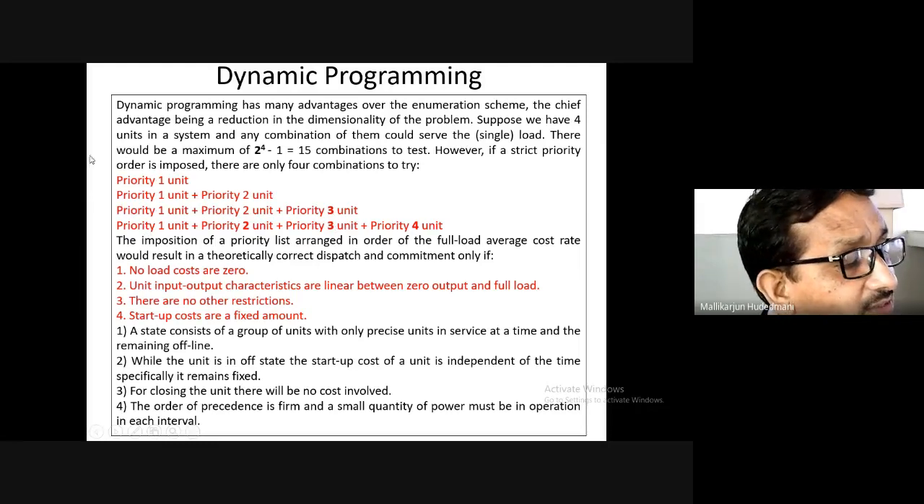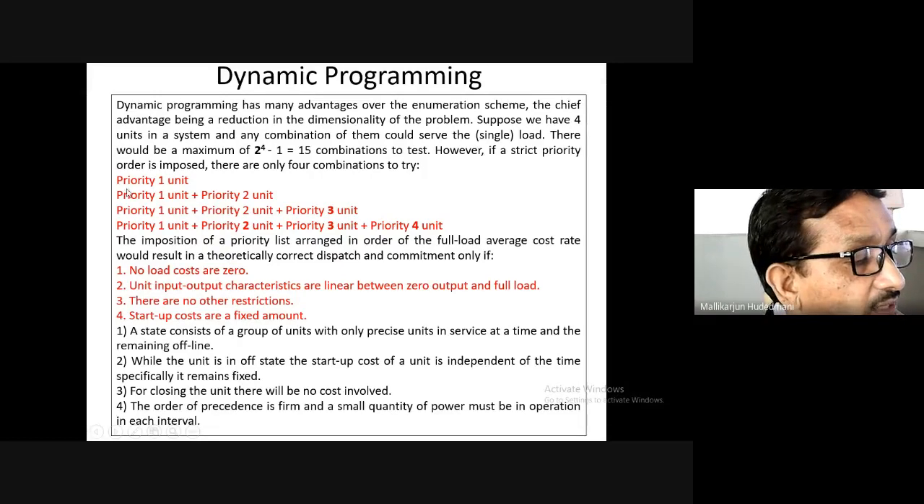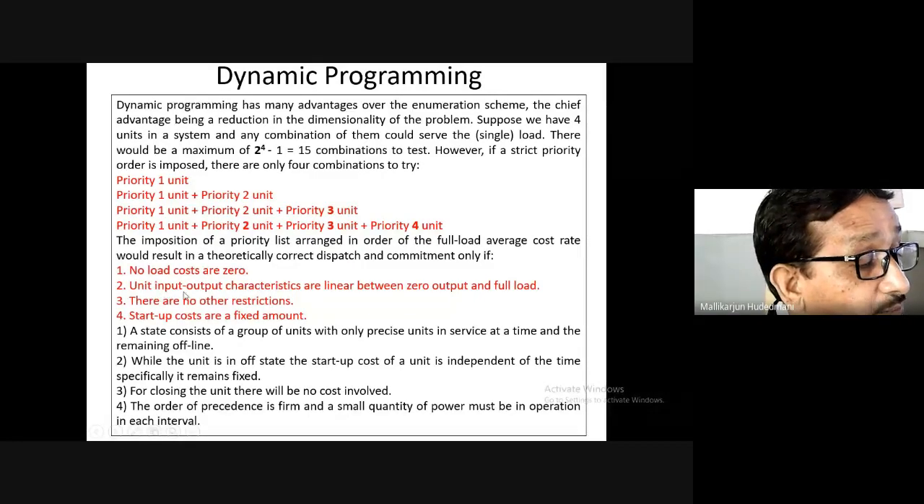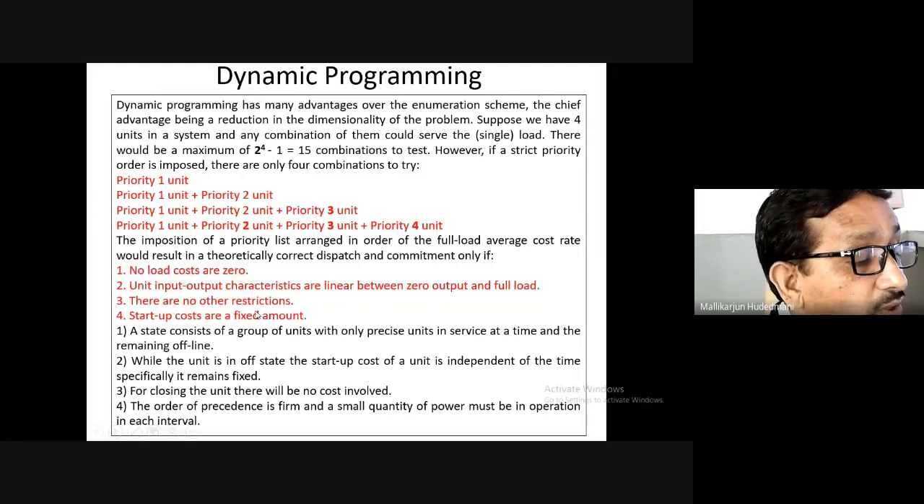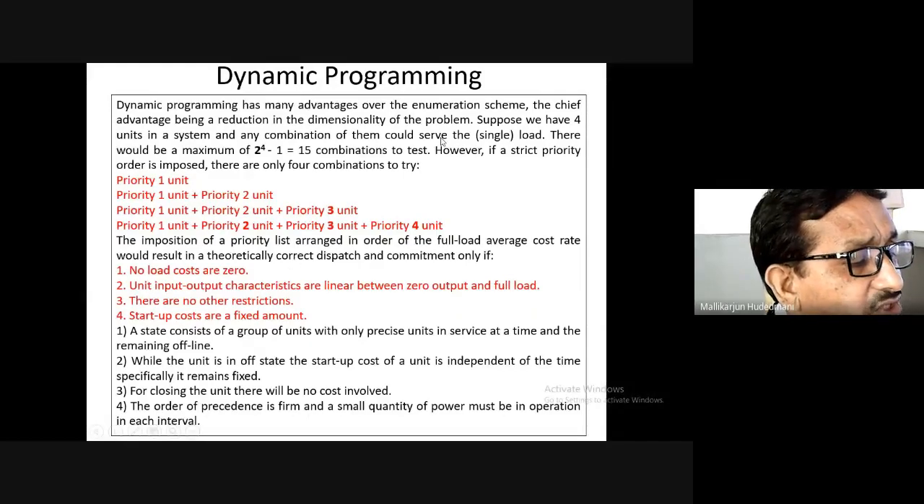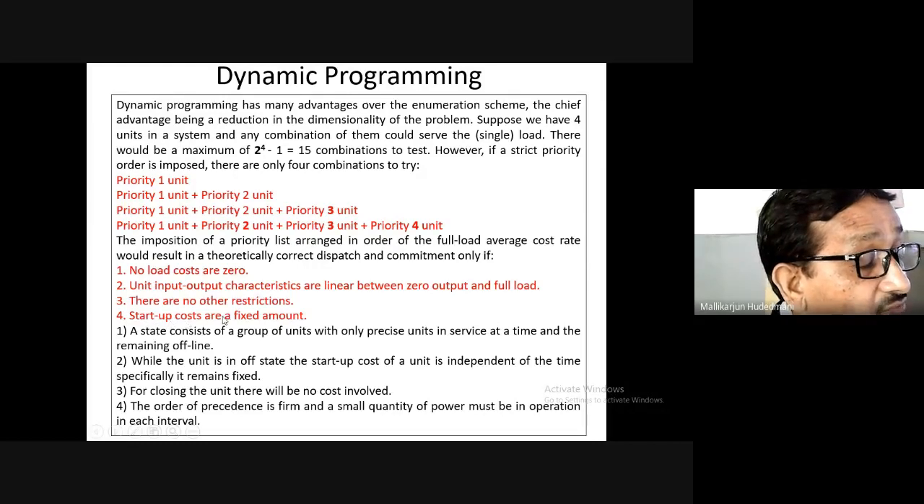While doing this, it takes some assumptions. It is a mathematical computation method. It says no load costs are 0. Unit input output characteristics are linear from 0 to full load. It considers unit number 1, unit number 2, unit number 3, whatever unit generators I am considering, their input output characteristics are linear, as an assumption. Then there is no other restriction. The machine is available for my requirement from minimum to maximum generation, with no other riding factors. And startup costs are a fixed amount.